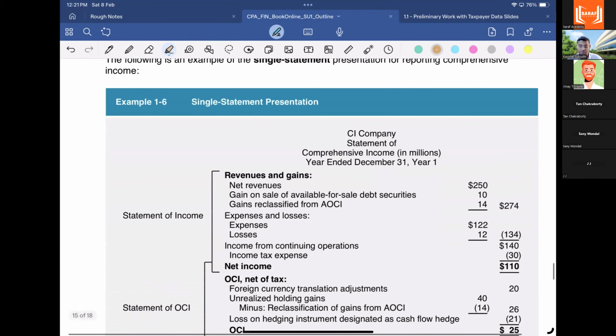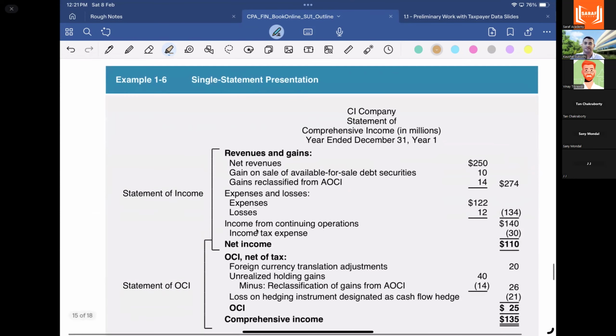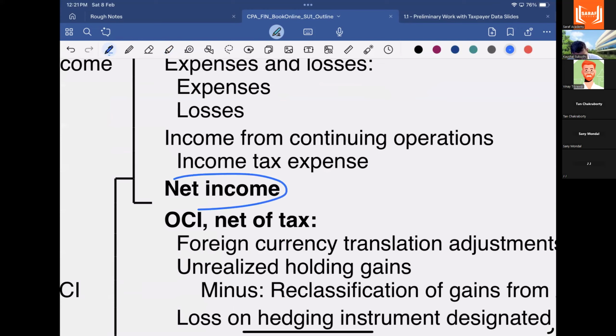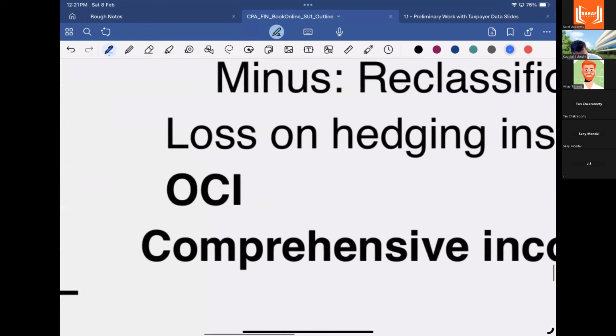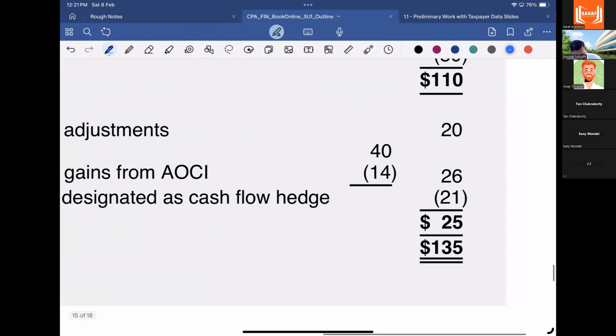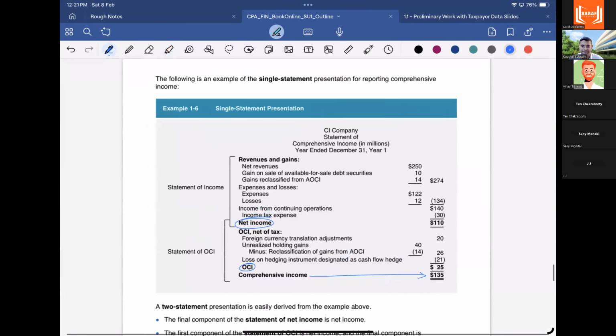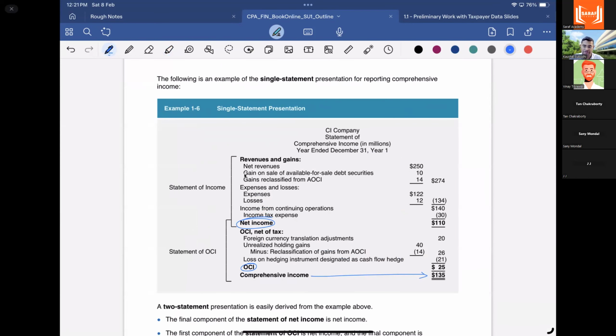Okay, so if you just want to understand how exactly a single statement presentation looks, in one statement you can see there are two sections, right? The first section is talking about the net income. The second section is talking about the OCI. Then you add it up together, and you're finding the total comprehensive income. Right. So when it comes to net income, you have your net revenues, your gain on sale of available for sale securities, AOCI, expenses. You have all the incomes and expenses and income.